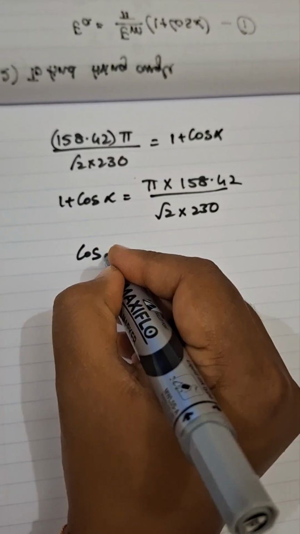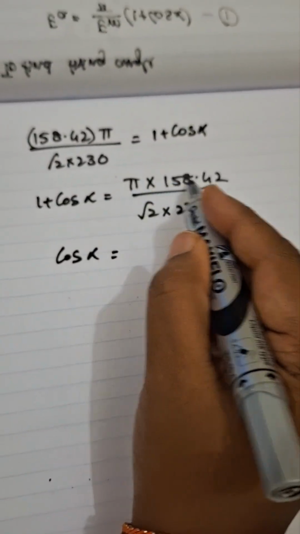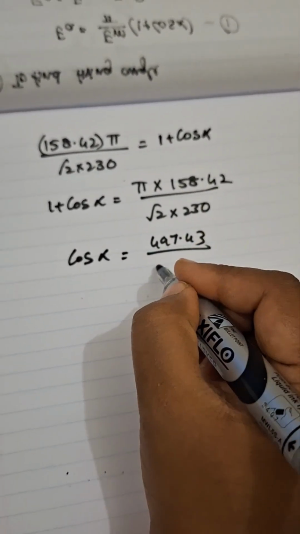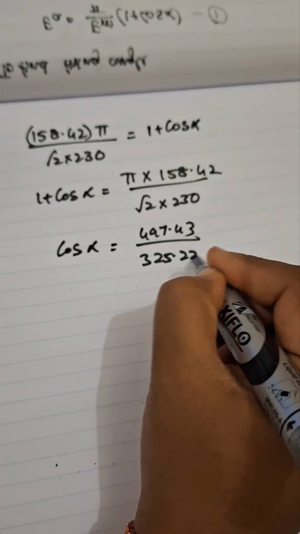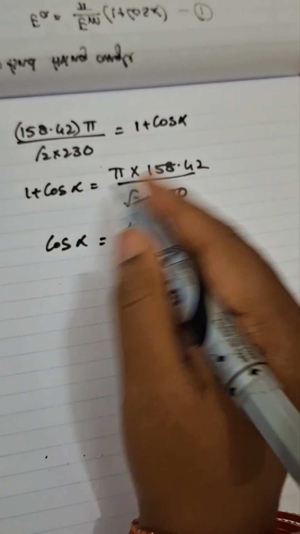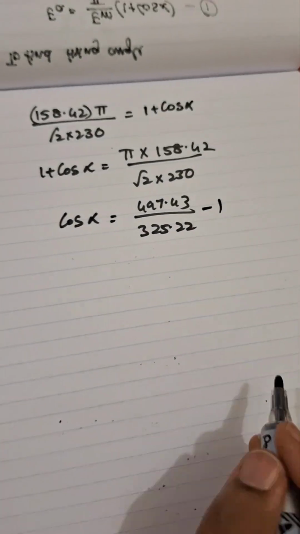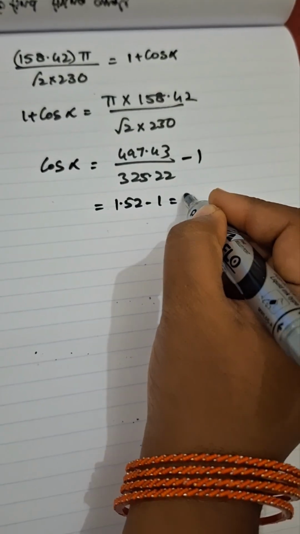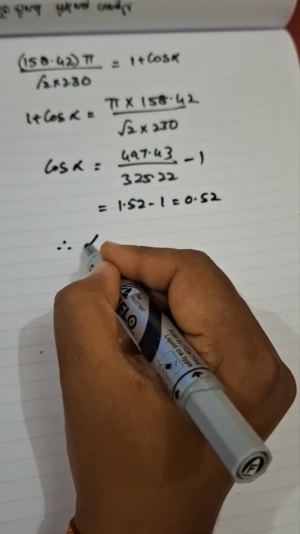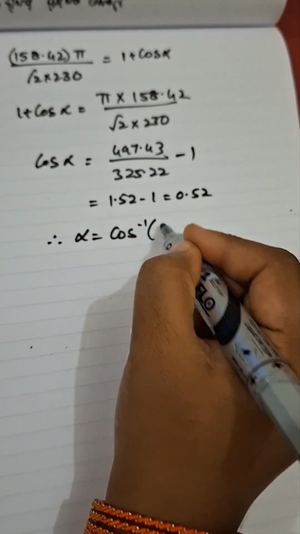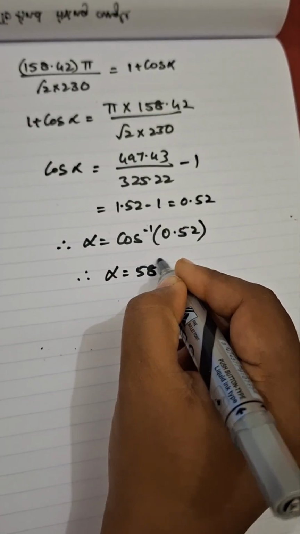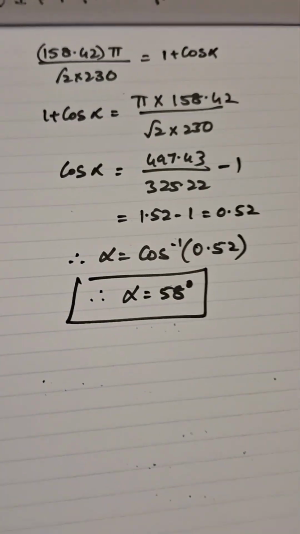I want cos alpha. So cos alpha is equal to pi into 158.42, you are going to get 497.43, over root 2 times 230, which gives 325.22. Then I send the 1 to this side as minus 1. If I divide these two, I get 1.52 minus 1, which is 0.52. Therefore alpha is equal to cos inverse of 0.52. Use your calculator to find the answer. It will give you alpha as 58 degrees. So finally we got our alpha.